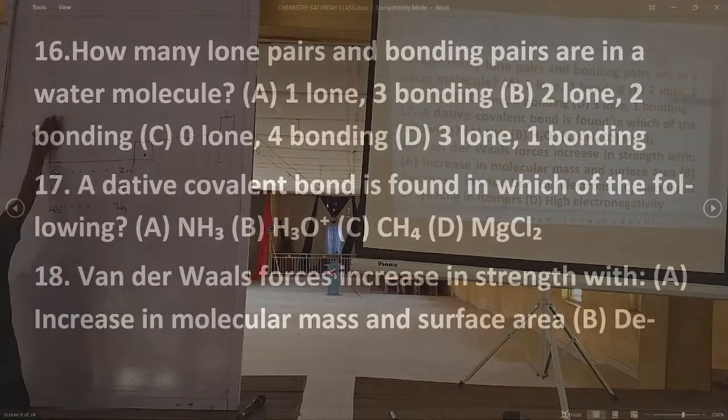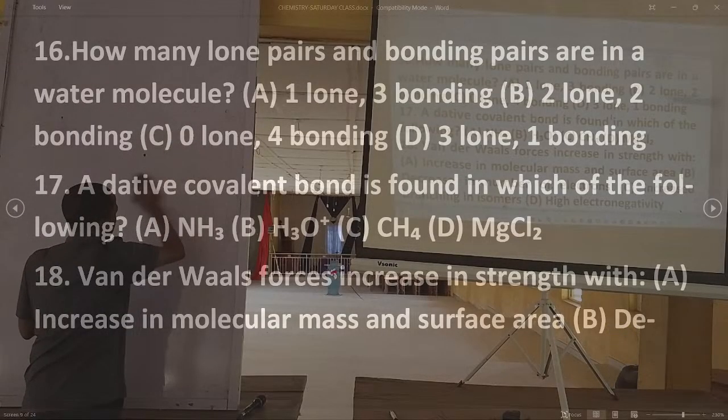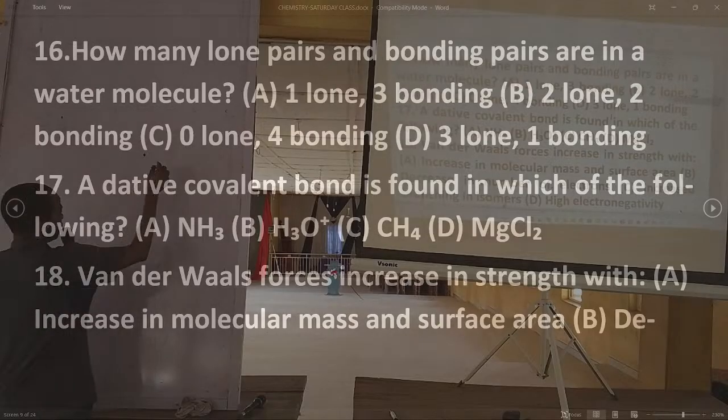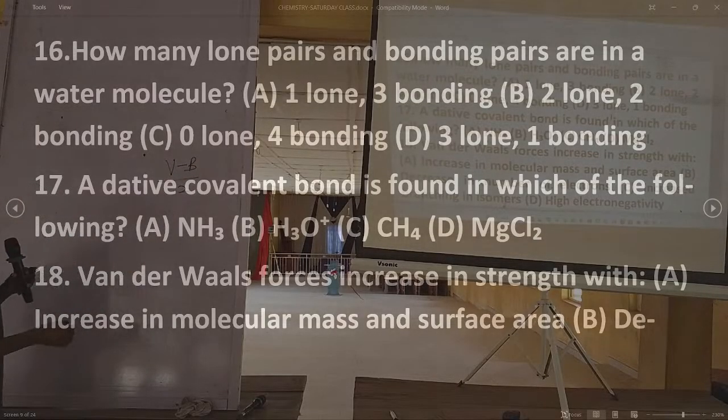You can use the formula I gave you earlier to calculate the number of lone pair electrons. If you still remember, the formula was V minus B, all over 2. And we're talking about the water molecule, which is H2O. The central atom is oxygen. It's like this.